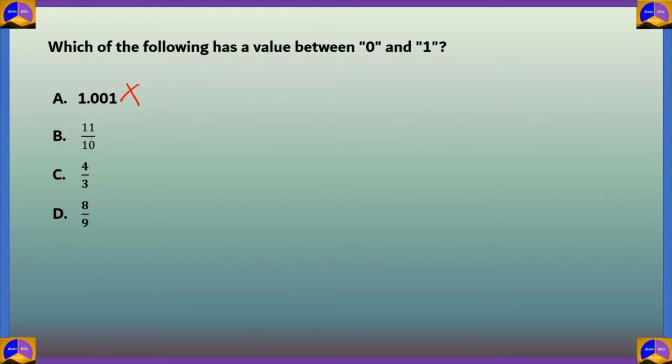Option B. Now let's consider the denominator 10. Now 10 by 10 is equal to 1. 11 by 10 is bigger than 10 by 10. So 11 by 10 is also bigger than 1. So 11 by 10 is not between 0 and 1. So we can cancel that option also.